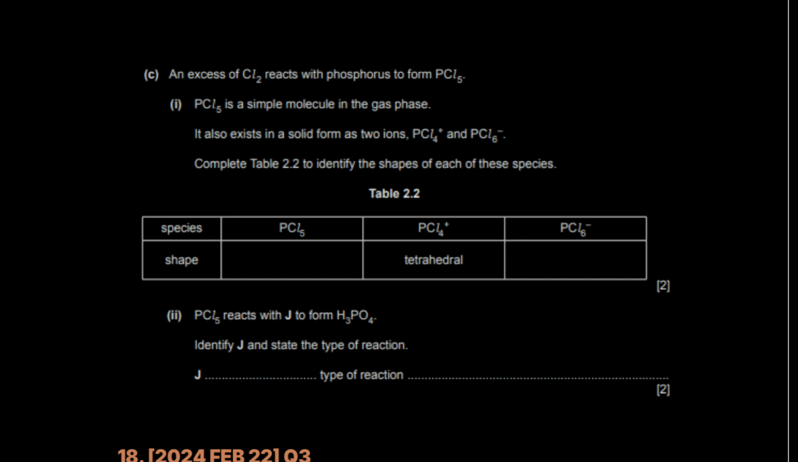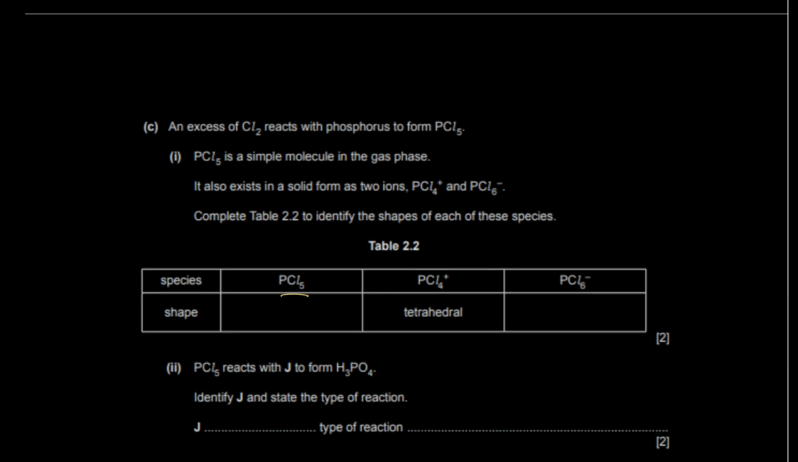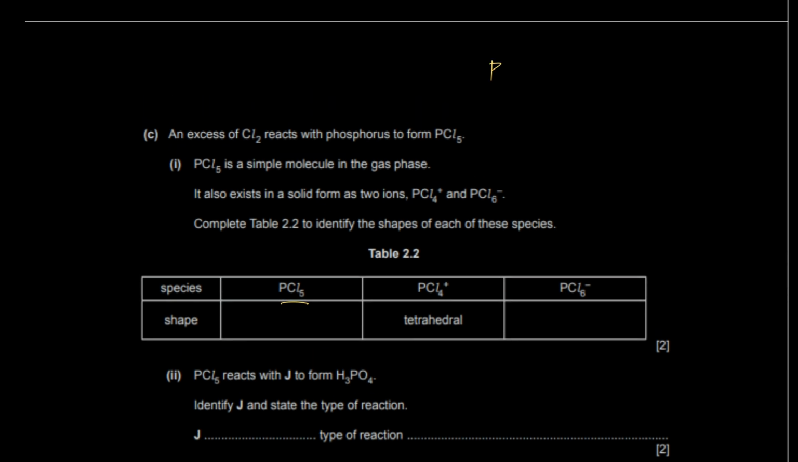PCl5. It's just saying complete to identify the shapes of each of these species. What are the shapes of these species? PCl5, what's the shape for it? Well, phosphorus is in group 5, no lone pairs. Always make the base first. So this is Cl, Cl. What about the 3 other chlorines? That's the trigonal base that you have, right here. So this is Cl, that's Cl, that's Cl. And what's the shape called now? It's trigonal bipyramidal, because of the trigonal base.